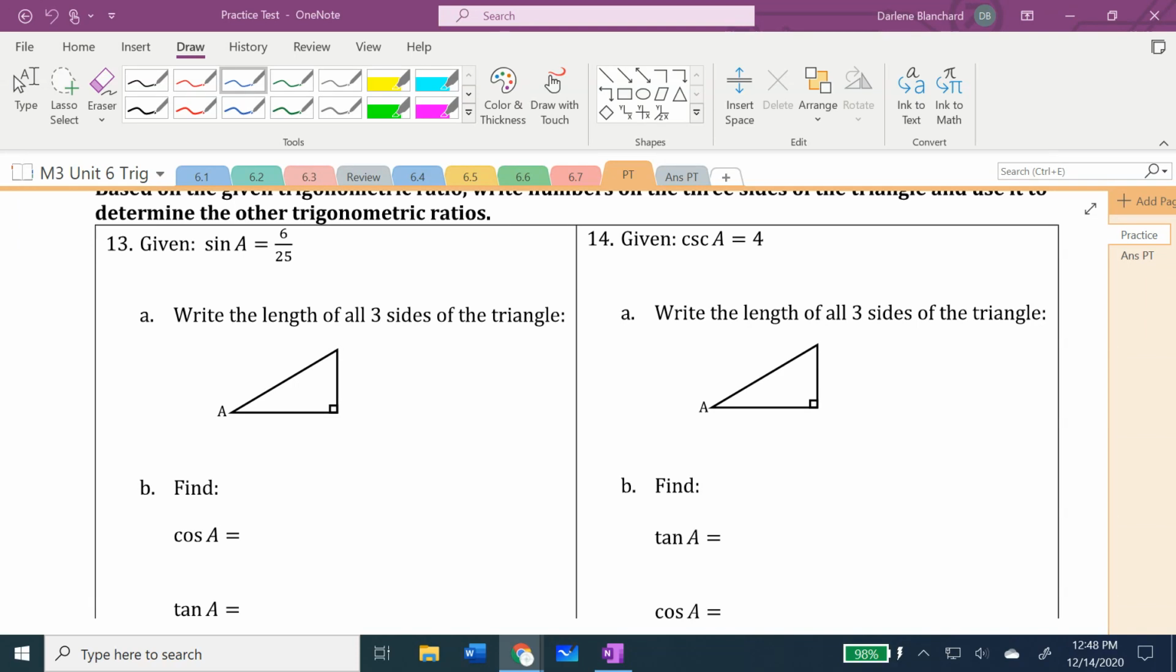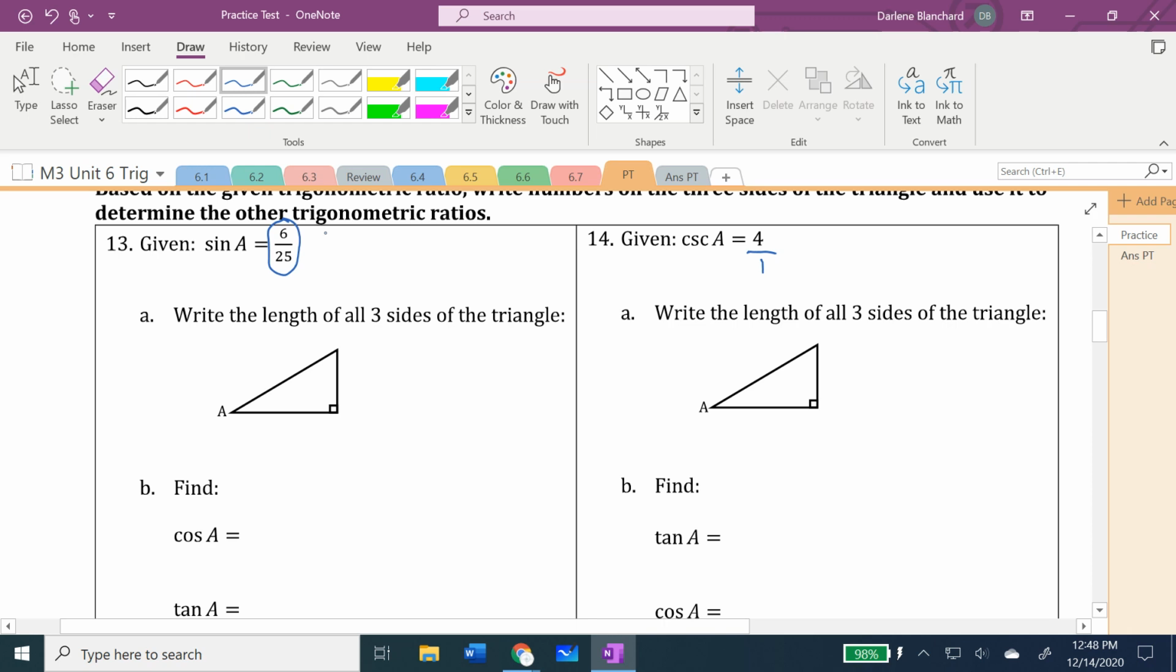So again, with problems 13 and 14, we have trig functions being equal to a number. 13 is a fraction, but if you aren't given a fraction, turn it into a fraction by making it over 1. Then you want to remember that you're just going to put these numbers on the sides, and I'm first going to just say opposite or adjacent or hypotenuse. Between the three sides, you're going to put them on the appropriate ratio.